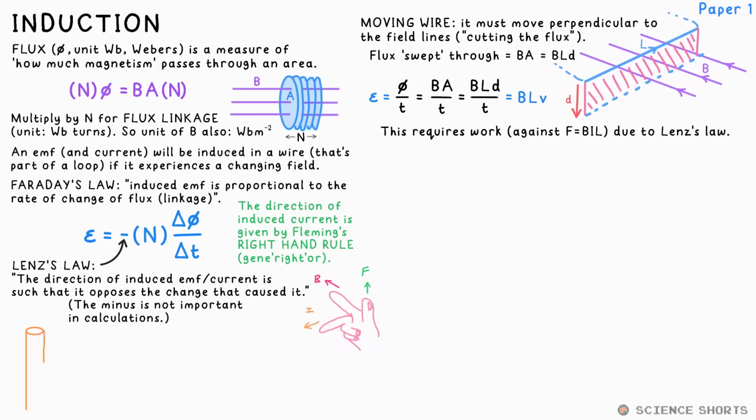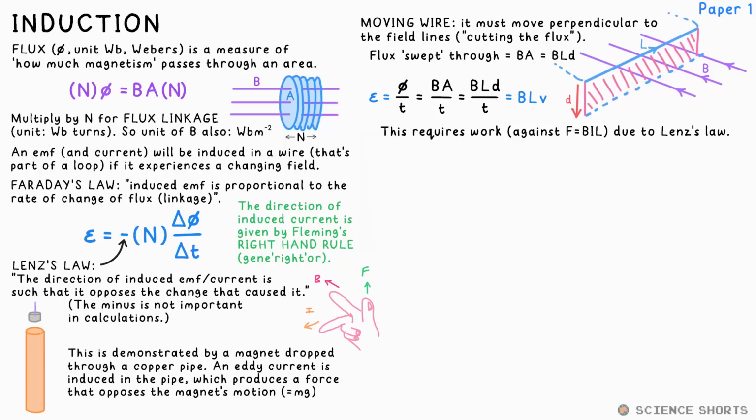Another example of Lenz's law is a magnet falling through a copper pipe. The pipe experiences a changing magnetic field and an eddy current is induced in it. That just means little circles of current. This produces a magnetic field of its own that opposes the motion of the magnet. That's why the magnet falls slowly through it at a constant speed.